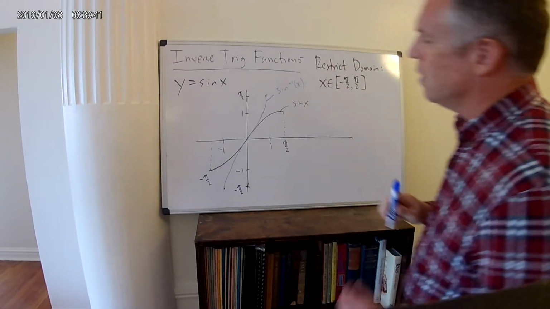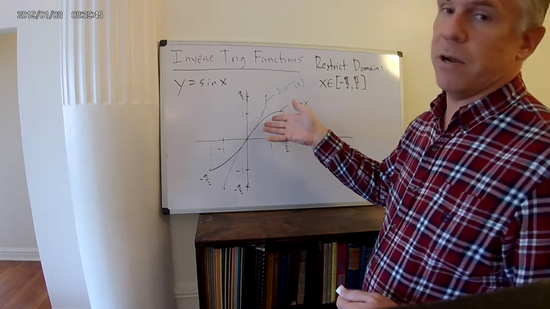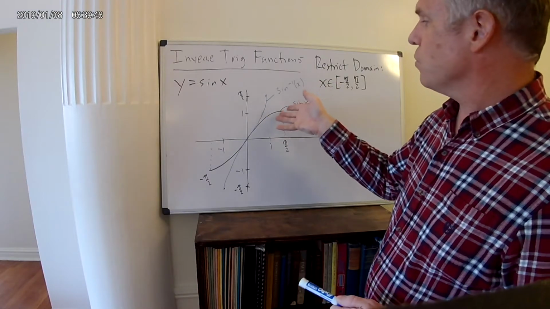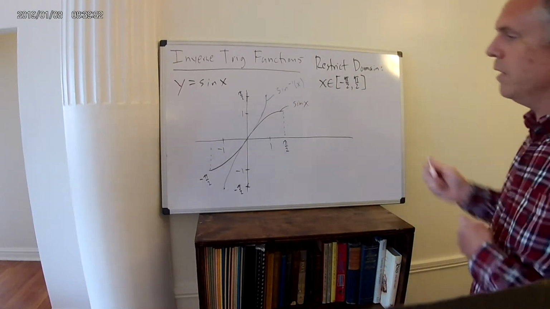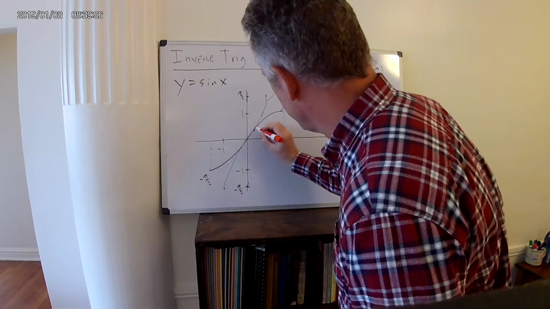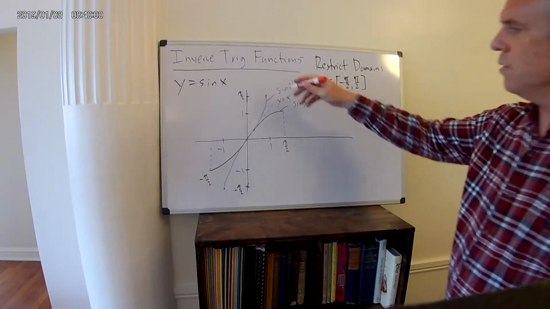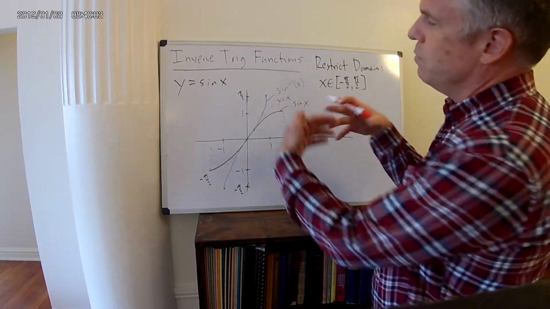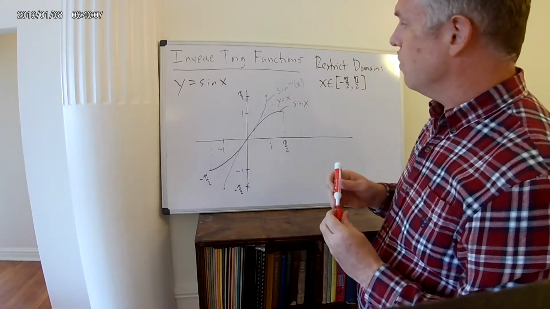If you guys remember, to find the graph of an inverse function, you basically reflect the actual function, sine of x, about the line y equals x. This is the line y equals x. So inverse sine of x is the reflection of sine of x about the line y equals x. This is the inverse sine of x.